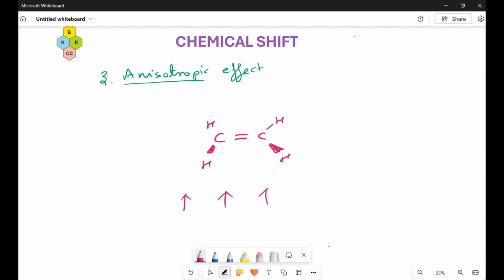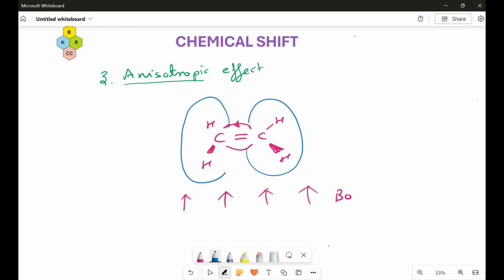If I have an alkene, when put in the external magnetic field, the pi electron current goes like this, so it stands perpendicular to the external magnetic field. This is B0, and this is the secondary field. Again, the molecule is flat, and the secondary field aligns near the protons. As I told, aligning means it is de-shielded.